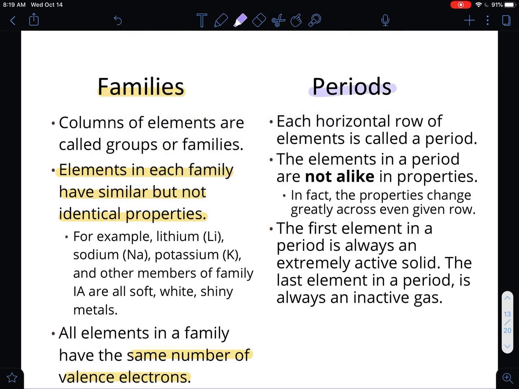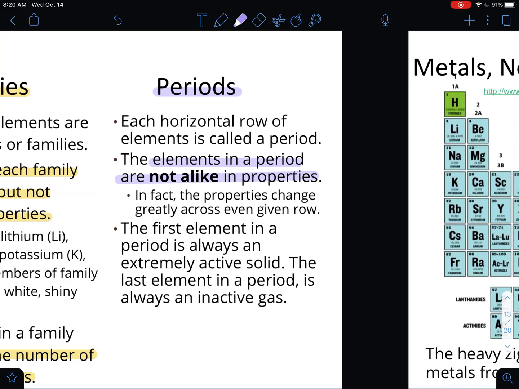Then for the periods, these are the horizontal rows, and elements in a period are not alike in their properties. And it actually changes very drastically as you go left to right across the periodic table, because every time that you move across the periodic table, you are adding an electron. So that changes how many electrons that those atoms have to give away or take from another atom or share with another atom to form a complete outside shell.